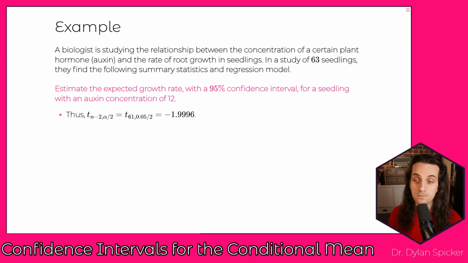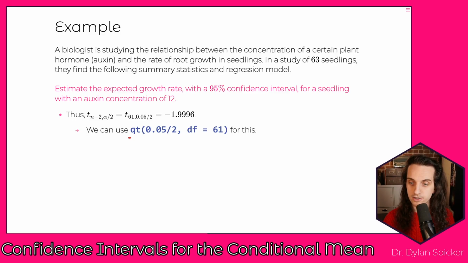That's going to give us negative 1.9996, right? The way we get that is by using the qt function. So qt is always going to give us our critical values from our t distribution. 0.05 divided by 2 gives us our level here. Degrees of freedom is 61, okay? And so that's going to give us the value we need there.